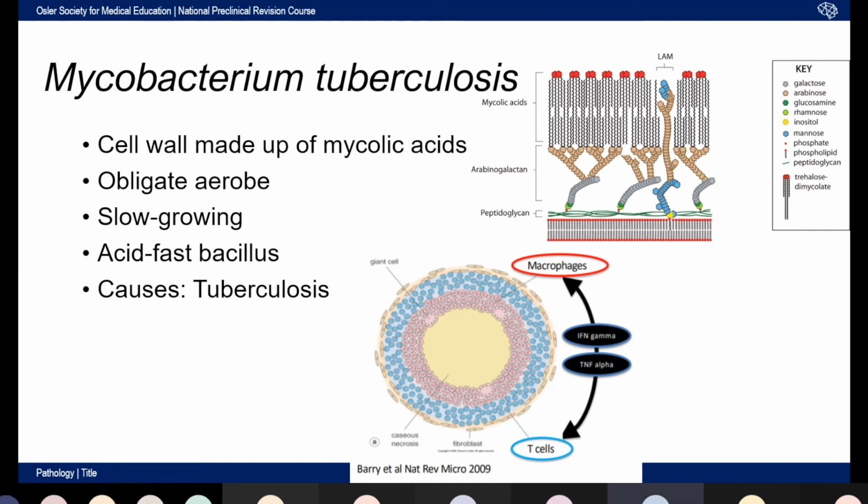And then enclosed within the granuloma, as there's less oxygen and nutrients reaching this area, the material starts to die, so you get caseous necrosis, causing a caseous center in the middle of the granuloma, and this is quite characteristic of TB.